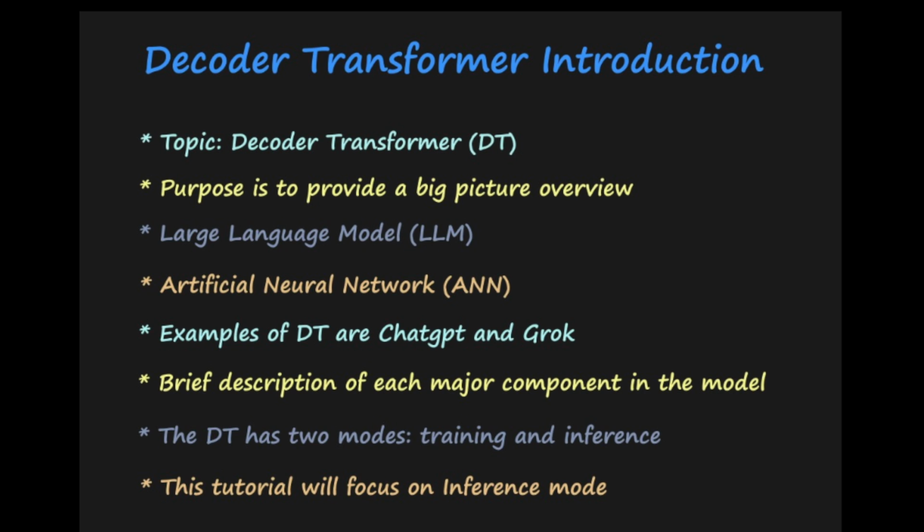I'm John Alway. In this video, I will present details of the decoder transformer. The decoder transformer is a large language model artificial neural network. This includes such popular examples as ChatGPT, Grok, and Gemini. The AI revolution has been here for a few years, and I want to relate to you what I've learned in my study of the technology.